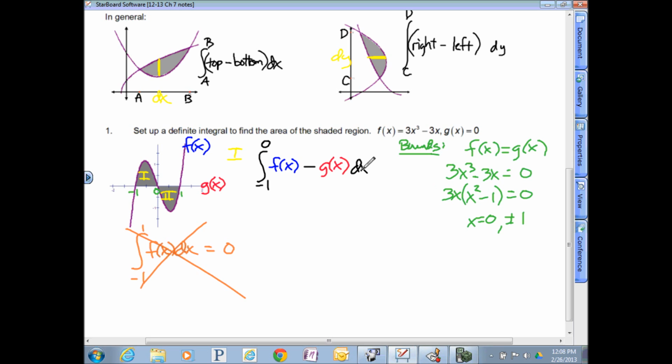If I want to find the area of region number 2, the only thing that's going to be different is that my bounds have changed. So I'm still integrating, but this time I'm going from x equals 0 to x equals +1. I'm still subtracting, and still integrating with respect to x, but this time my g of x function is the top function, and my f of x function is the bottom function.